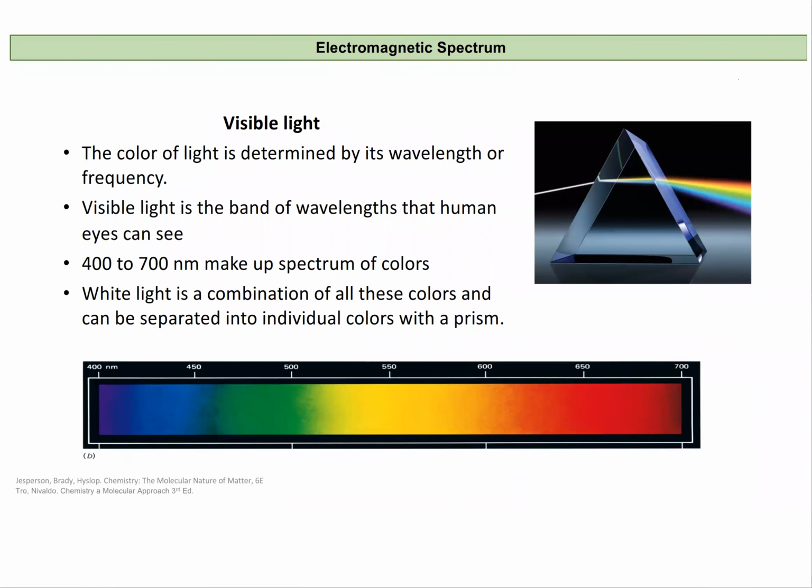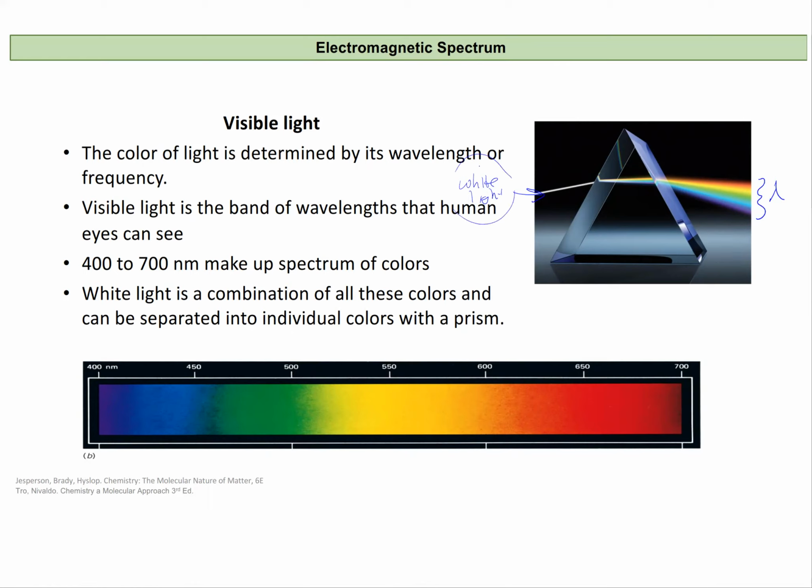Within the electromagnetic spectrum, I think one of our favorite pieces is visible light. This is how we see our world. These are the wavelengths of light that our eye can detect. If I shine white light through a prism, it'll diffract it such that it separates out each of the component wavelengths of light, and I can see all the different wavelengths of light that make up white light.